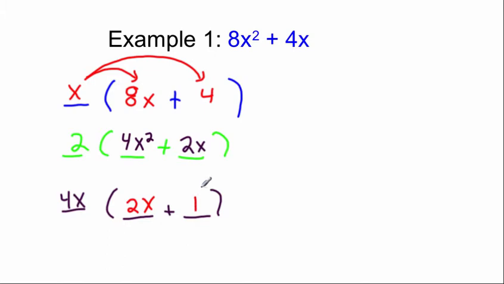And now, that means that 4x is called our greatest common factor, while x and 2 are both considered factors.